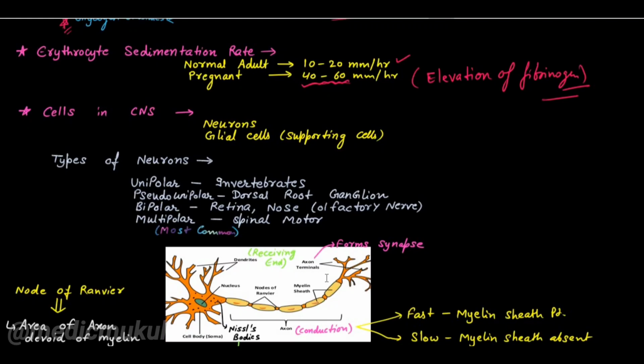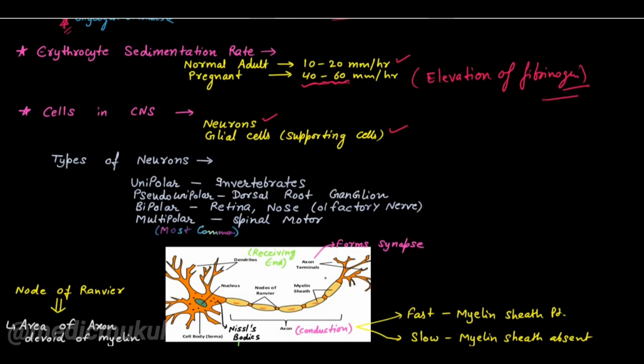The next topic is cells in the central nervous system. What are the cells present in the central nervous system? We have the neurons, and we also have glial cells. Glial cells are supporting cells. We have the oligodendrocyte, and also satellite cells. All the astrocytes, star-shaped cells, are glial cells.